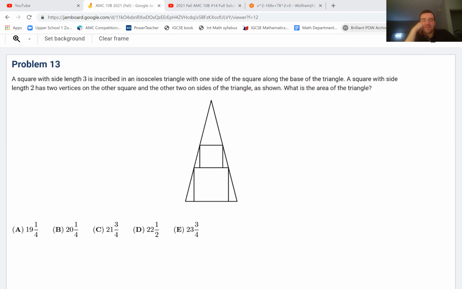It says a square with a side of length 3 is inscribed in an isosceles triangle with one side of the square along the base of the triangle. A square with side length 2 has two vertices on the other square and the other two on sides of the triangle as shown. What is the area of the triangle?